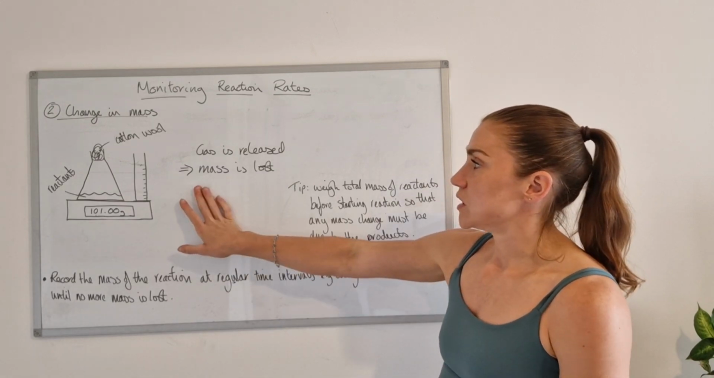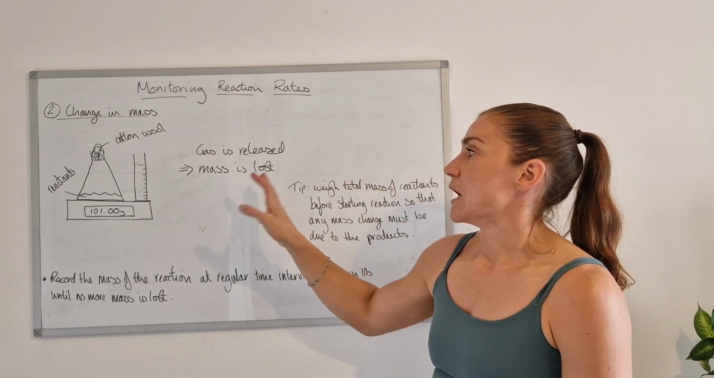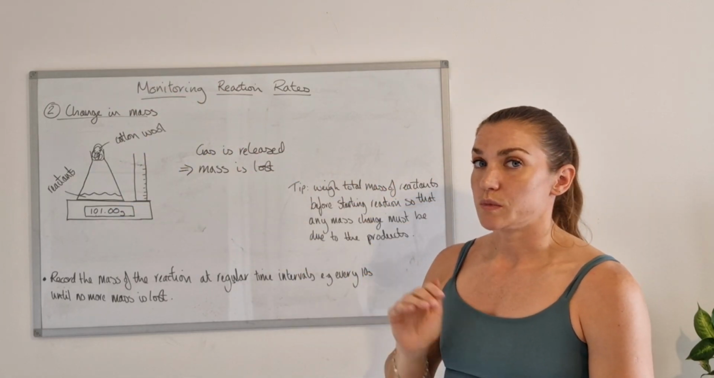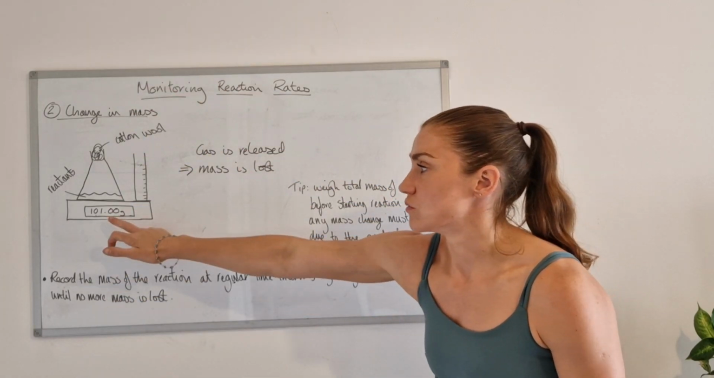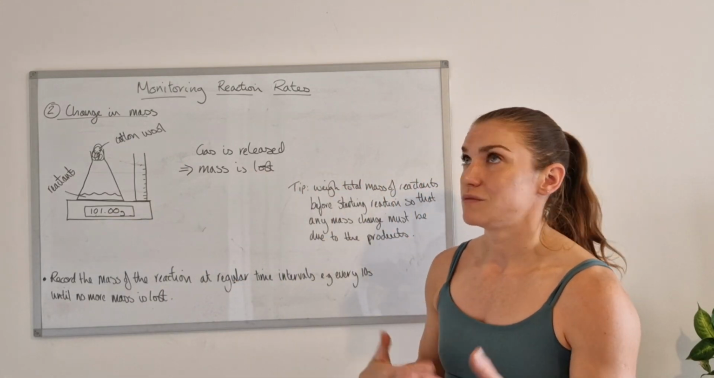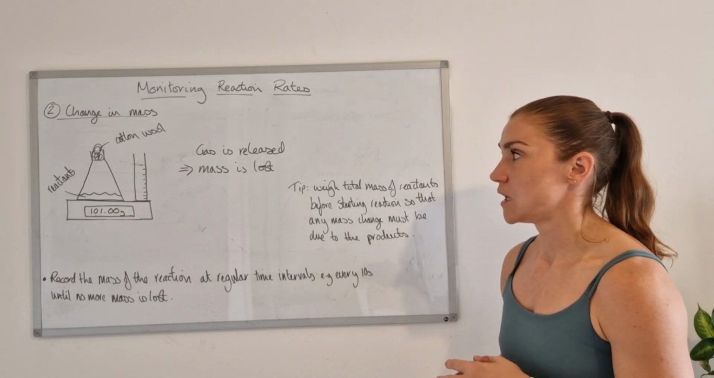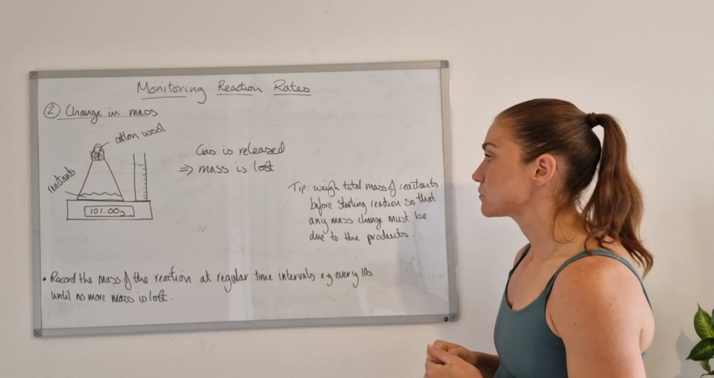So one thing to note here is that because the gas is released from the flask into the atmosphere, the mass is going to go down. Mass will be lost from the flask, so that 101 grams should go down to 100.08 or so on. So the mass should continuously decrease as the gas is released.